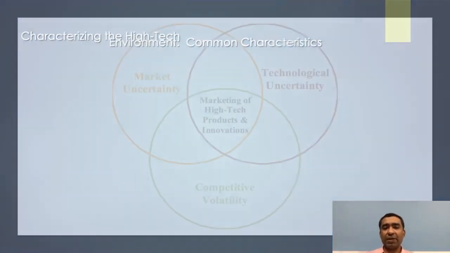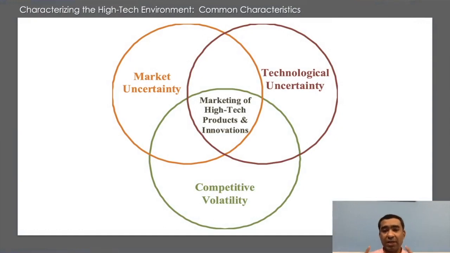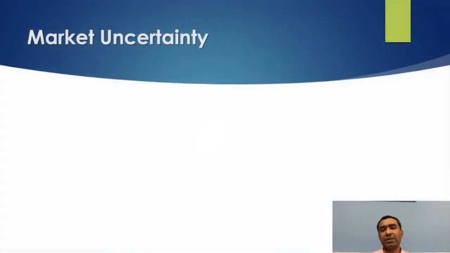Okay, let's try to understand. There are three major components that we should understand here. The first is market uncertainty, technological uncertainty, and competitive volatility. Okay, so first is market uncertainty. Now let's see what market uncertainty is.